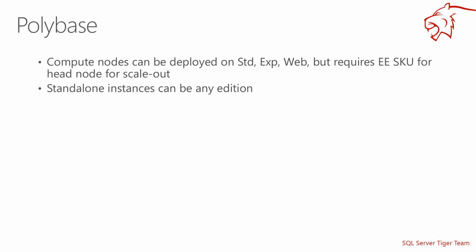Sorry about the glitch. So the compute nodes of Polybase can now be deployed on any SKUs: Standard, Express, Web Edition, but you still require an Enterprise Edition if you're using a head node for scale-out purposes. And again, this is purely a scale limitation, but if you're using the standalone Polybase feature, it works as is within any edition of SQL Server.